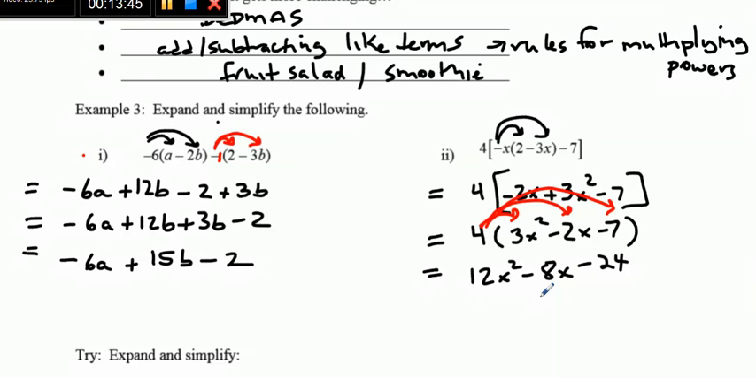Minus 24, what am I talking about? That's minus 28. I think I'm getting a little tired. Sorry, that's minus 28 there. So let me make sure I did the rest of it properly. Okay, that looks good. All right, we're almost done.